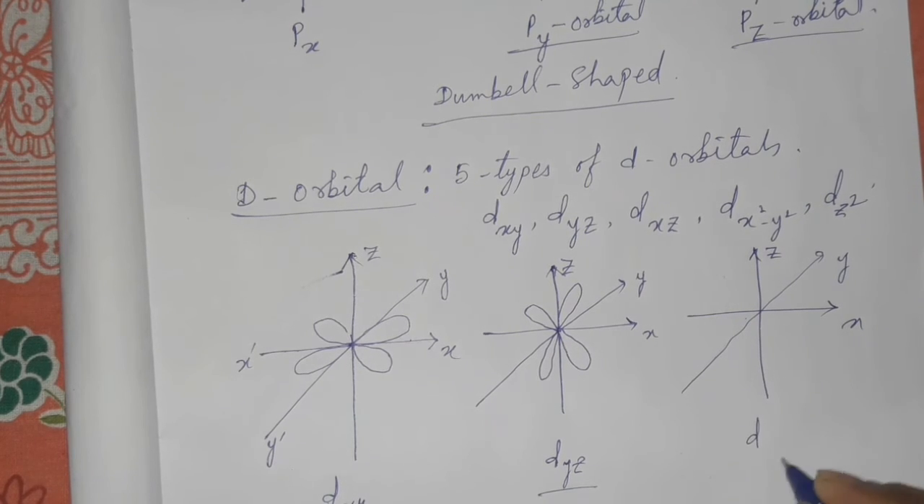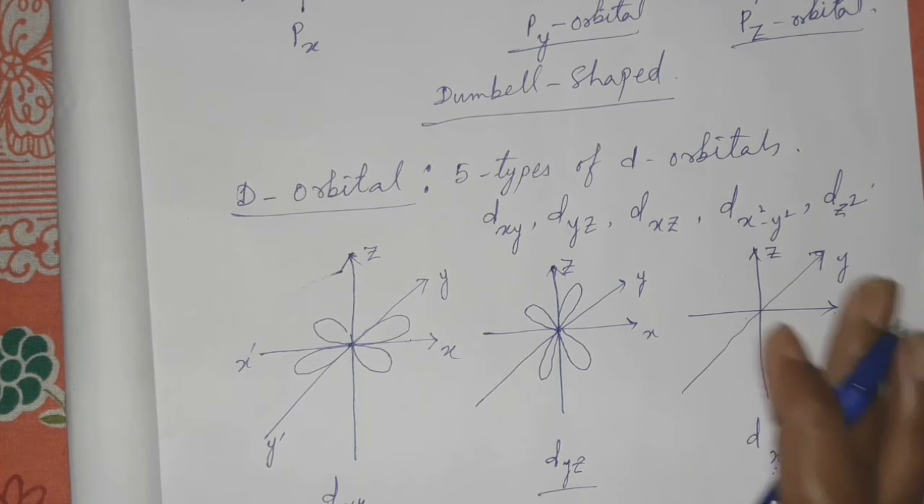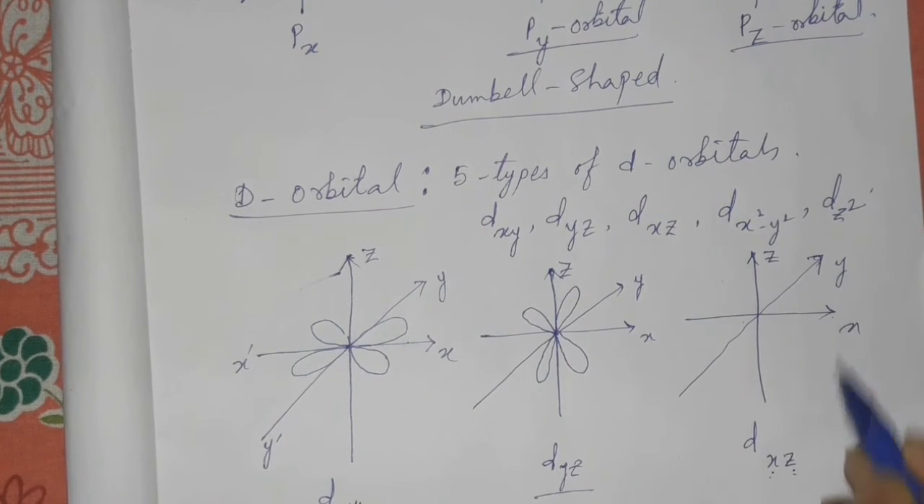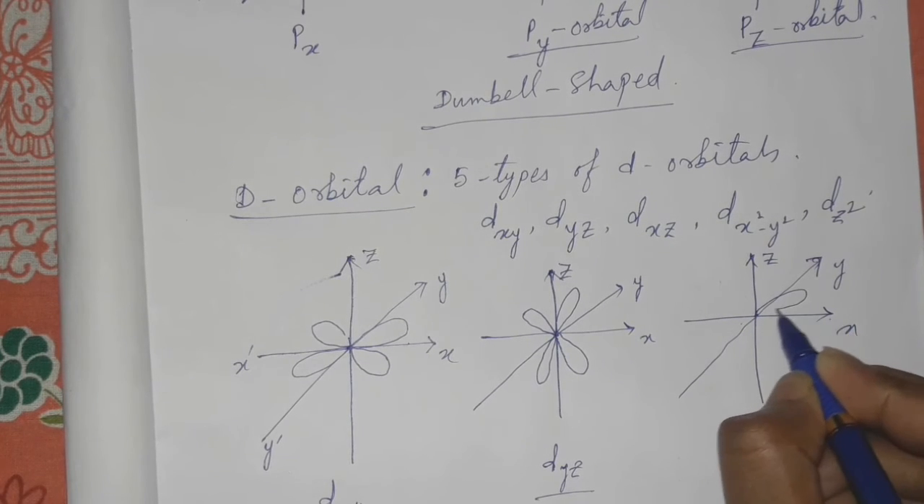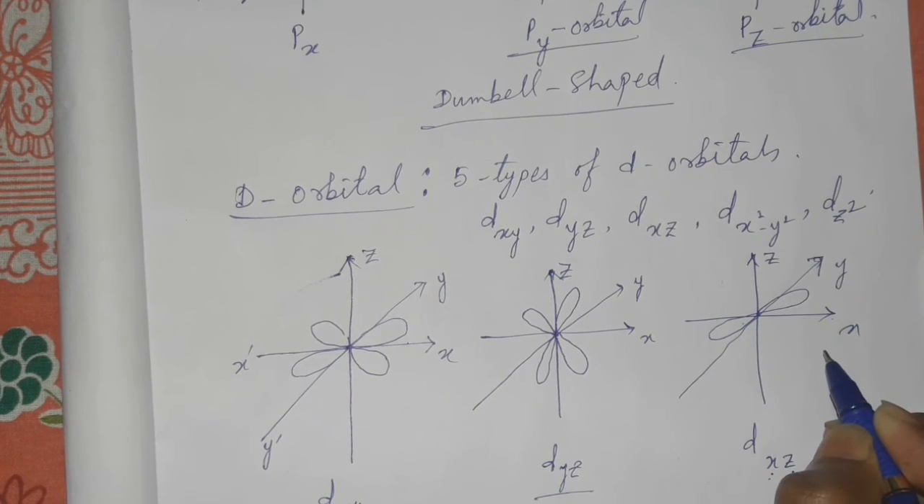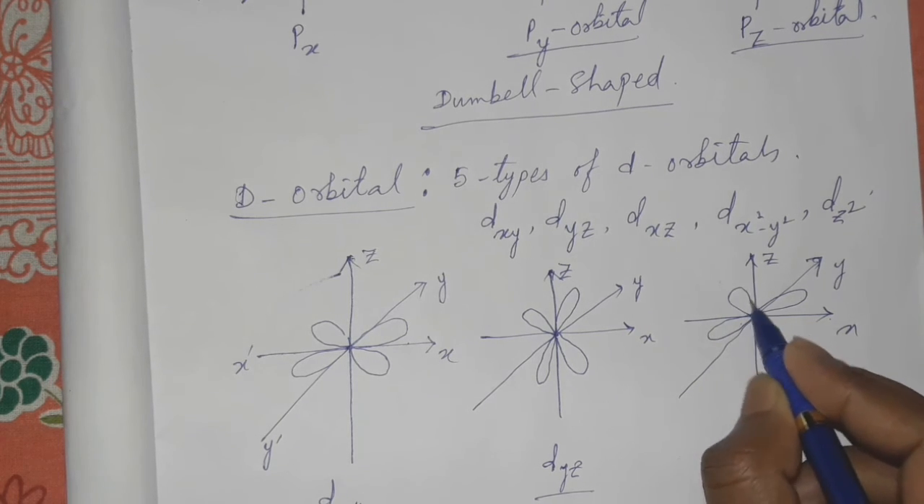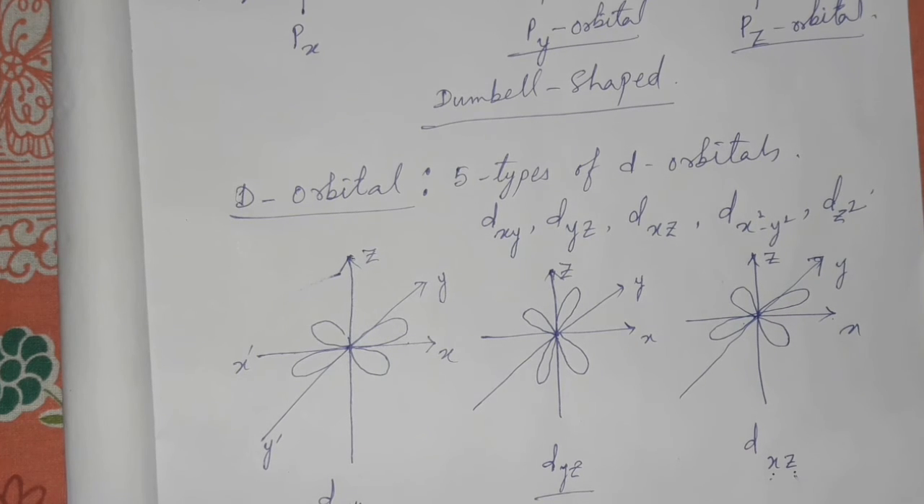Now we'll draw dxz. In this case the lobes of the d orbital will lie in between the x axis and z axis, and this will lie in the xz plane. This plane. Now xz, this is xz. Looks similar.